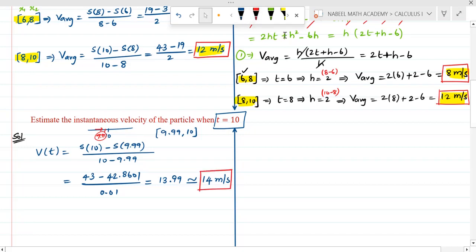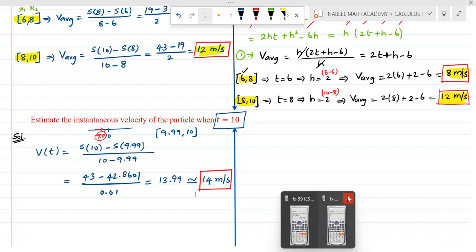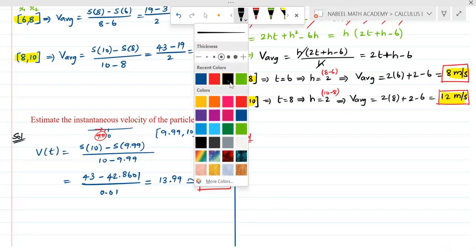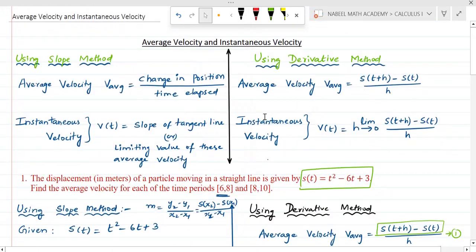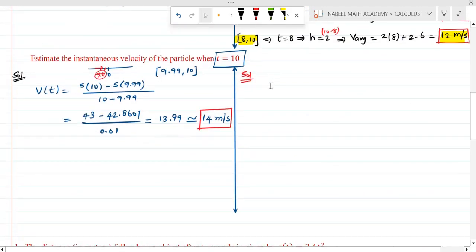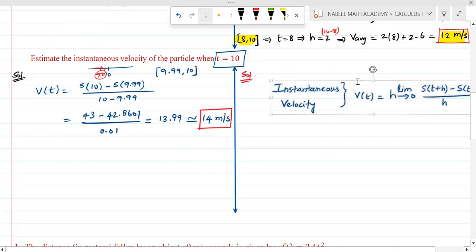Now let us go with the instant velocity using the derivative technique. Using the derivative technique, we will have the formula with the limiting value. So I just copy the same thing here. This one is the same, just you have to take the limiting function.